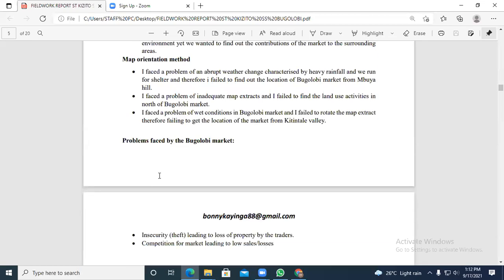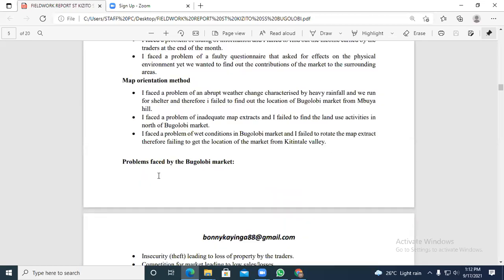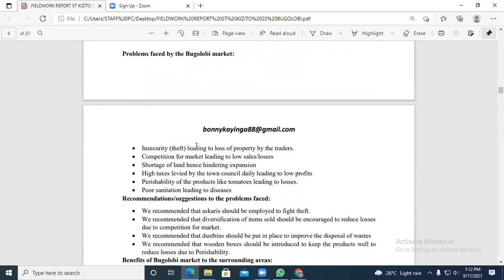Yes, sir. So the problems are there. They are what we call problems faced while using methods or while collecting data, and problems faced by that area of study. What were the problems faced by the area of study? What were the problems faced by the people in the area of study? Those are different. You can give problems like insecurity or safety, landslides, shortage of land, competition for market, depends on your topic, high taxes, perishability of products, poor sanitation. These are problems faced in the area.